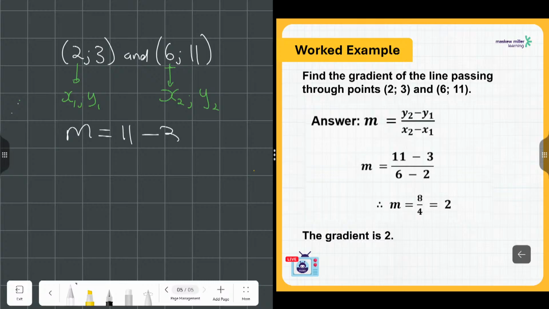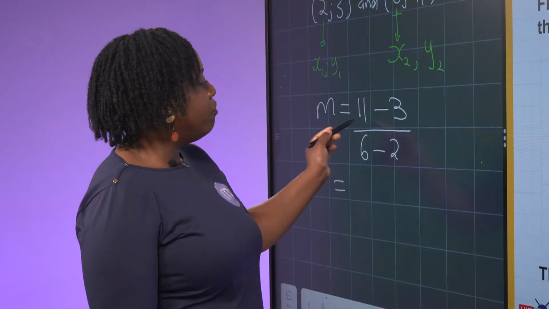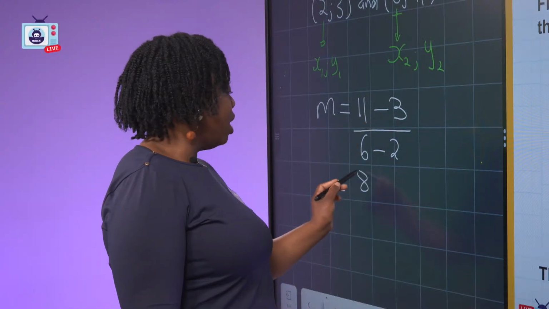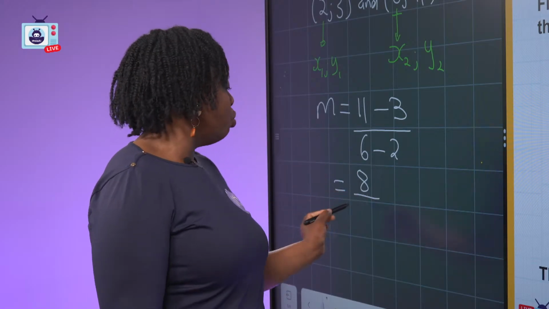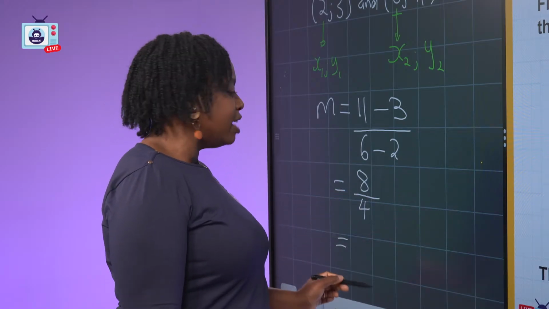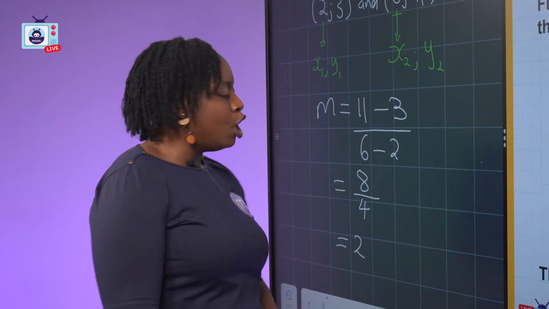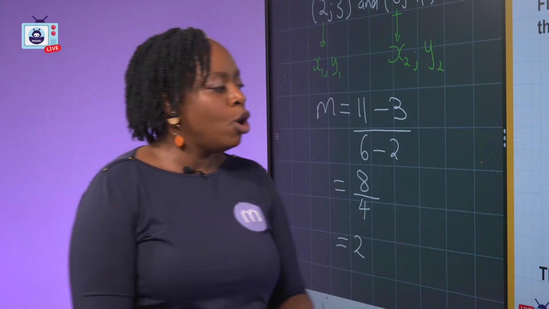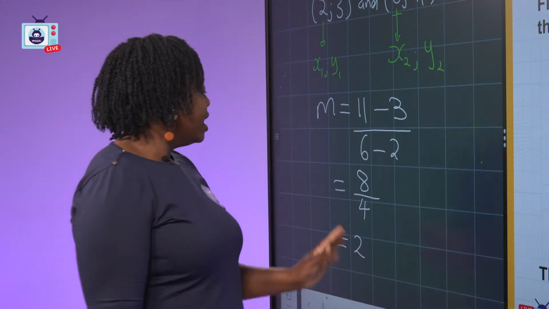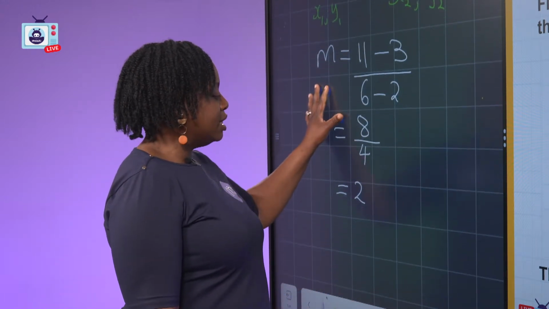Which is 3. And then we divide all that with our x's, which is x2 minus x1. Right? So that is more like you have your gradient calculation in that way. You can quickly put that in the calculator, or you can use your mental math. 11 minus 3 is 8. And also 6 minus 2 is 4, which will literally give us what? Answer to be 2, because 8 divided by 4 equals 2. So therefore, the gradient is going to be a positive 2.